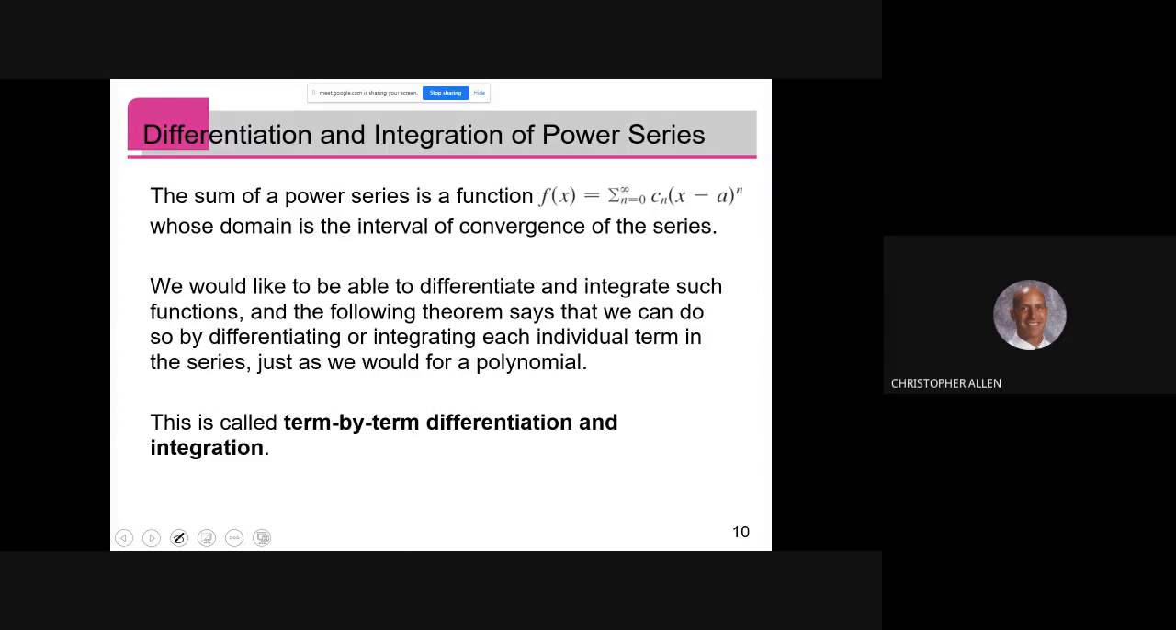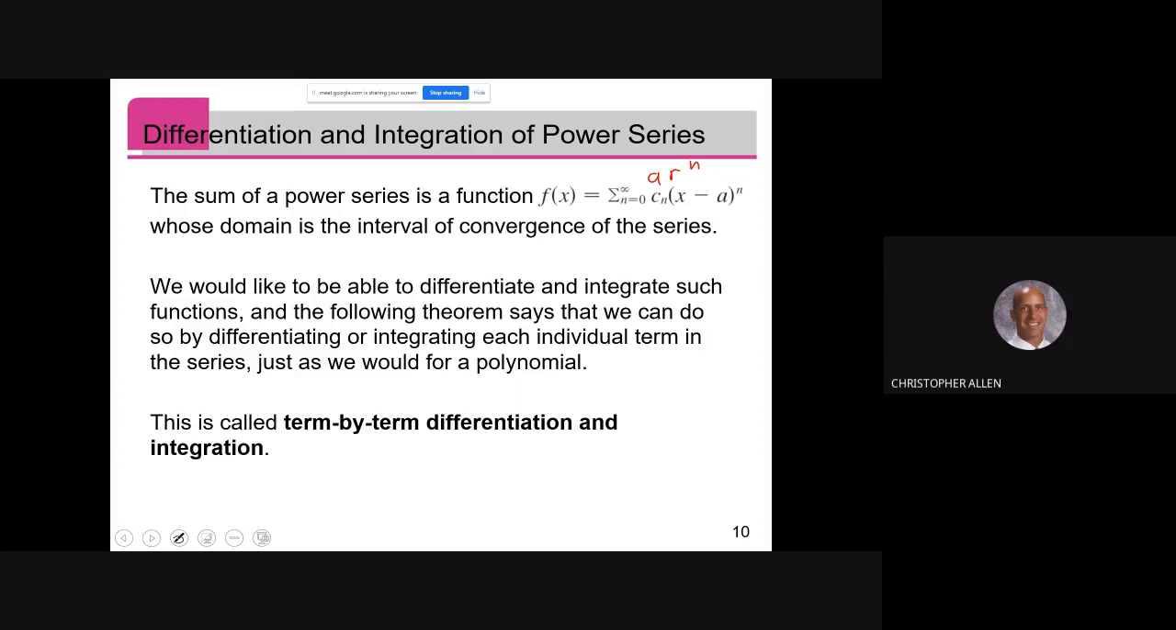So you might be saying, Mr. Allen, who cares? Why would I want to ever do this? 1 over 1 plus x squared seems fine to me. Why would I ever do this? Well, the sum of a power series is a function, f of x equals the sum from n equals 0 to infinity of c sub n, x minus a to the n. Now, guys, right here, this is that a, r to the n, right? This is the same thing as that.